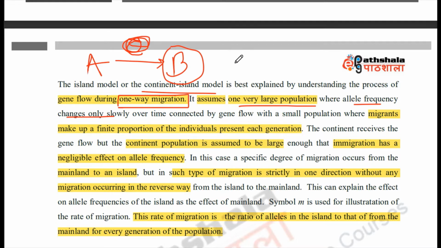Okay, so that is the reason, that is the basic principle behind the island model. So based on these assumptions, we will see how the gene flows from A to B.